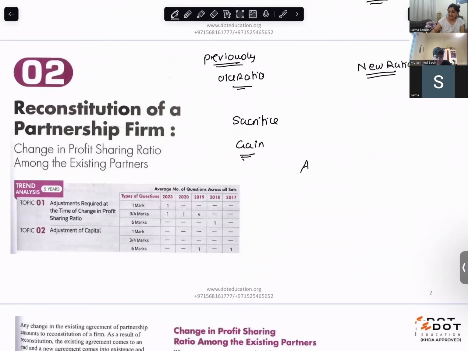Suppose A and B were partners and C is admitted into the firm. Initially, the old ratio was 1:1. Now, when C is coming in, our new ratio is 1:1:1. It is equal, but A and B need to sacrifice some portion of their profits to give to C. Can this happen? Yes, ma'am. So that means A and B have sacrificed something.